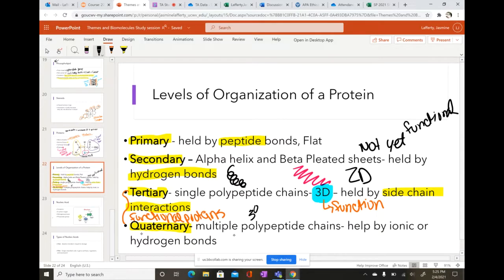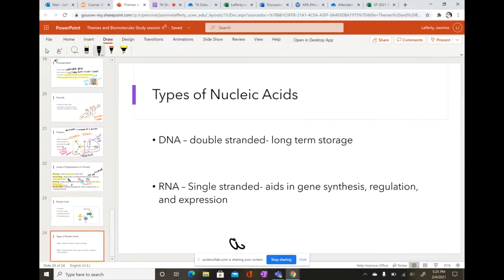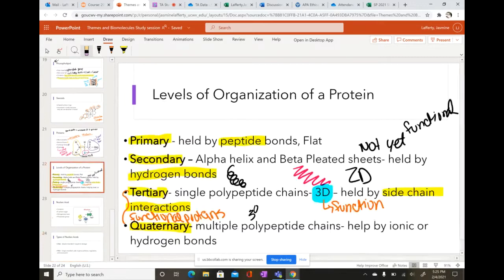You can also think of this as a complex protein. Please excuse me, I have to be hitting something with my arm to make it do this. Okay. Quaternary is complex protein. And they are held by ionic or hydrogen bonds. So how I remember this is if I had a quarter, quaternary, for every high, hydrogen or ionic, HI.